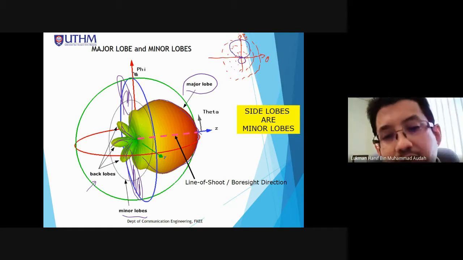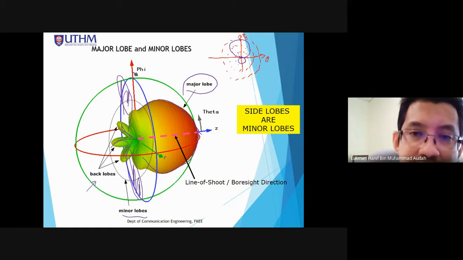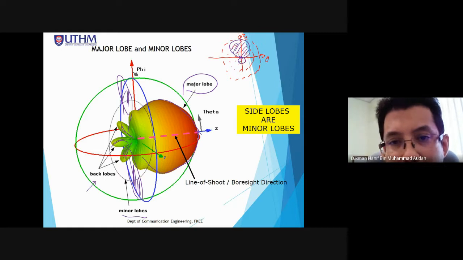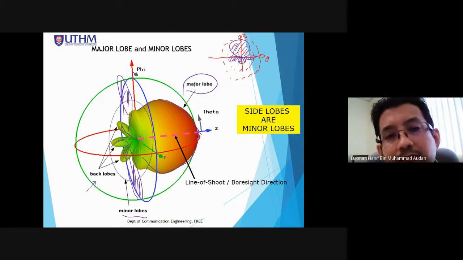Okay, so macam saya lukis tadi gambar rajah 2D ni, so kita nak melihat ni contohnya untuk major lobe. Di sini ada back lobe yang saya lukis atas ni. Okay, dan ada juga sedikit side lobes. Okay, so gambar rajah ini kita gunakan untuk melihat sejauh mana antena yang kita design itu, bagaimanakah kekuatan gelombang yang dipancarkan oleh antena yang kita design tersebut.